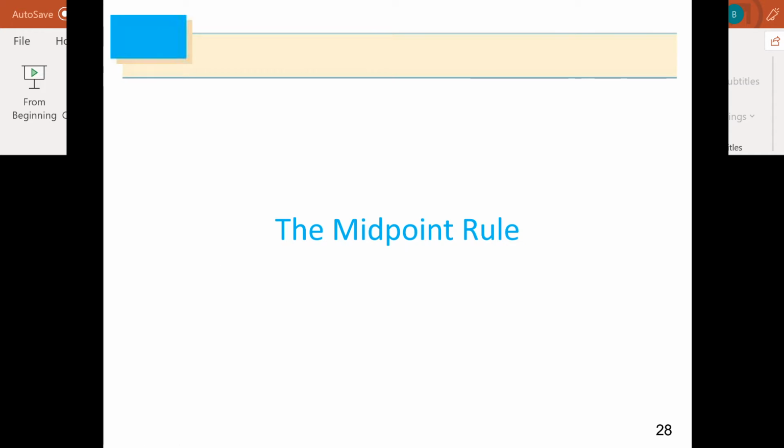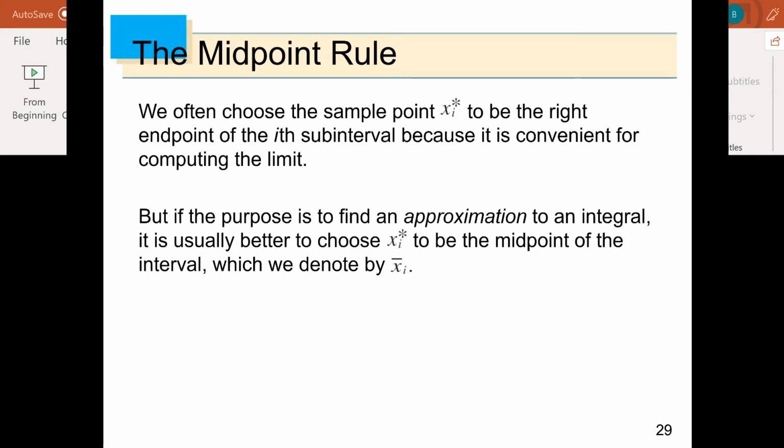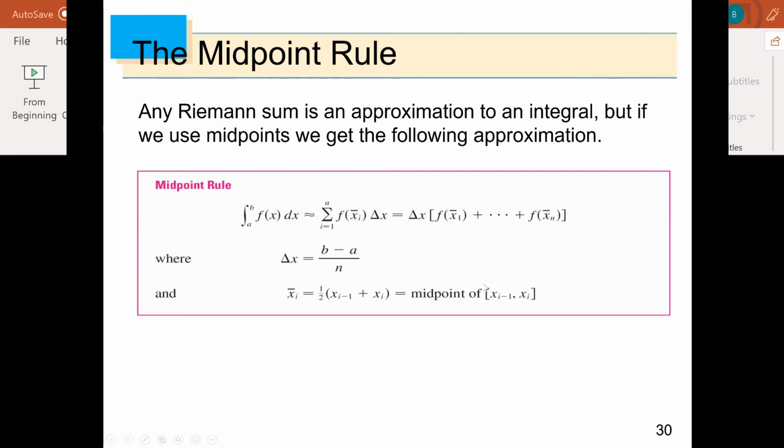And here's the midpoint rule. So we often choose the sample point xi to be the right endpoint of the ith subinterval because that is convenient for computing the limit. But if the purpose is to find an approximation to an integral, it's usually better to choose xi to be the midpoint of the interval. So the midpoint rule would be an even better approximation, which we denote by xi with a bar.